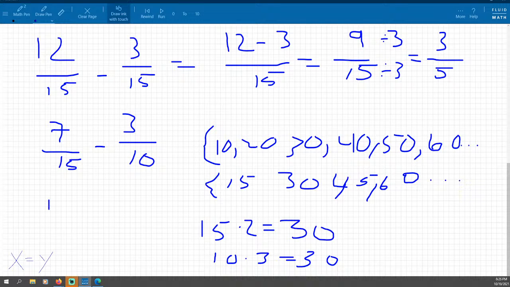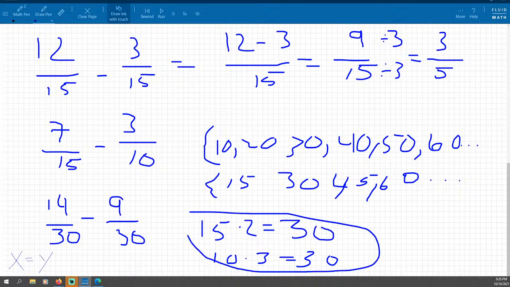So we're going to end up with 14 over 30, because 15 times 2 is 30, so that henceforth 7 times 2 is 14. Now minus. So to get the 30 with the 10, we need to multiply by 3. So that gives us 30. 3 times 3 is 9.